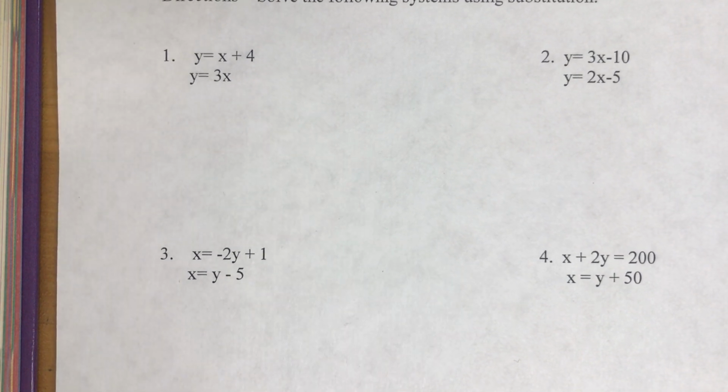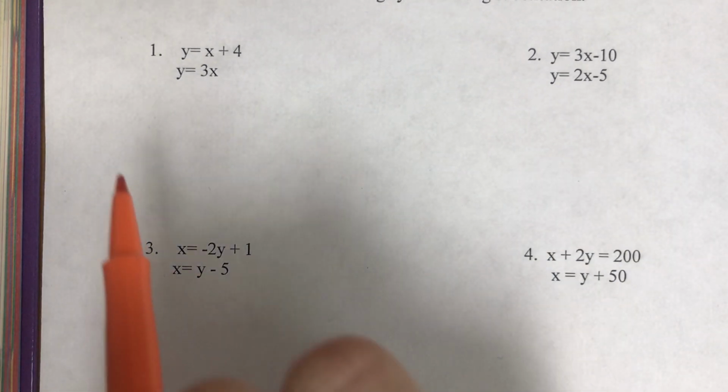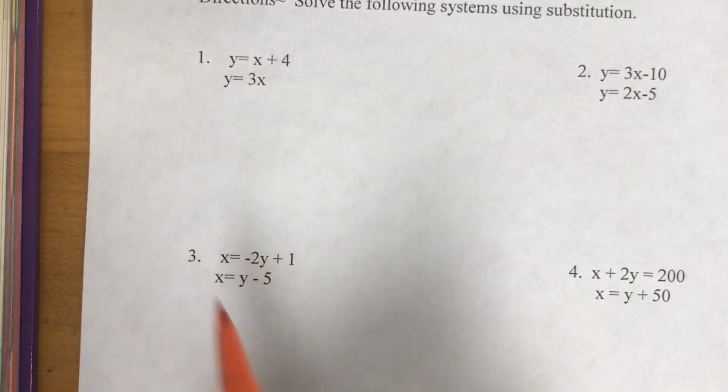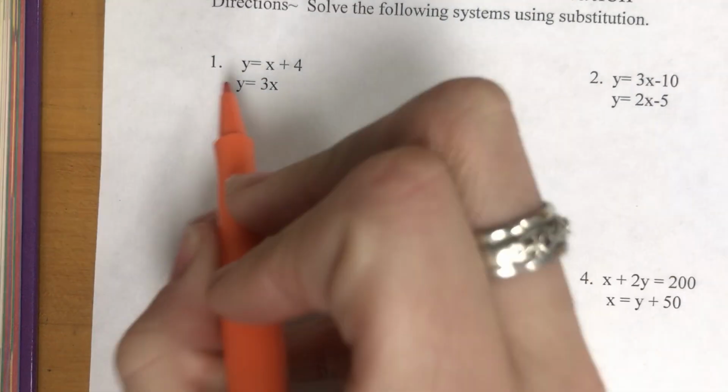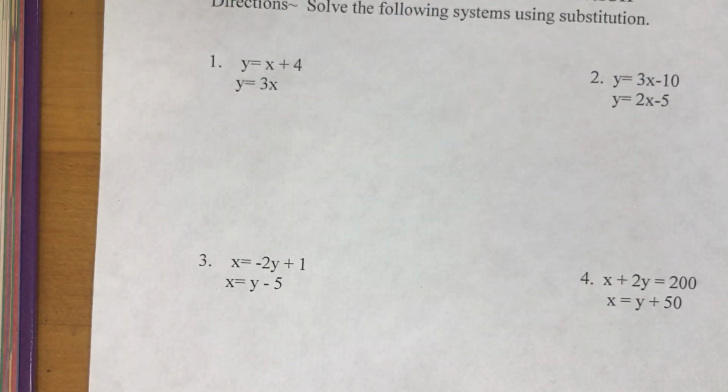These are a great place to start. So if we look at number 1, we're looking for a place where we have a y equals or an x equals. On this first one, we actually have a couple of them, so we could pick either of those.